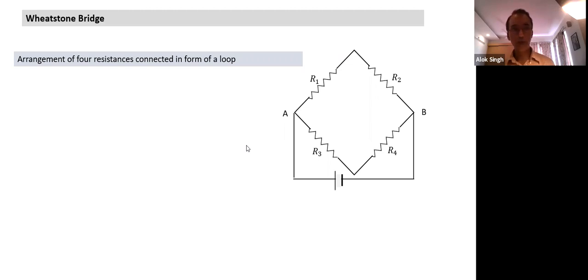So Wheatstone bridge is an arrangement of 4 resistances connected in the form of a loop. How are the 4 resistances connected? We have made a kind of loop of 4 resistors, R1, R2, R3, R4. This is why I'm writing step by step. Just try to pay attention so that if you understand the logical sequence, you can write your IP answer also without memorization.